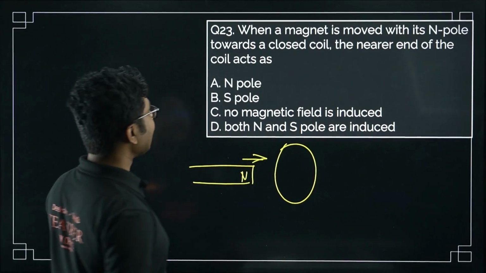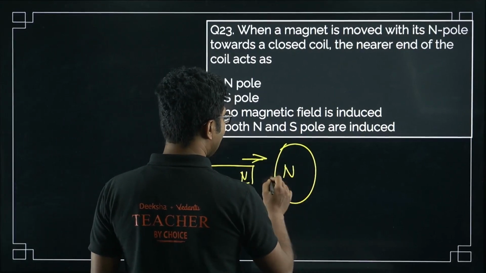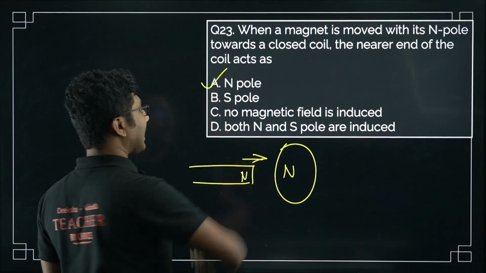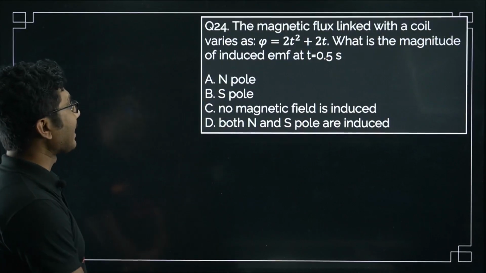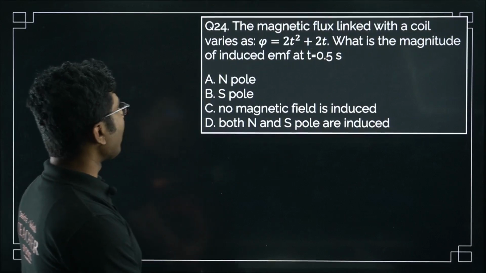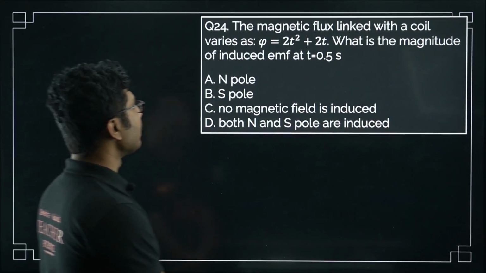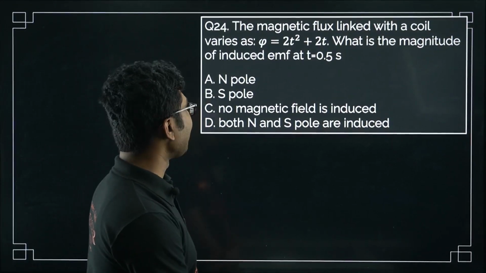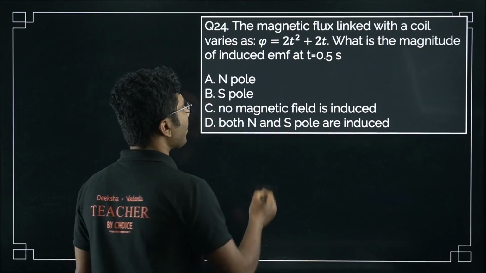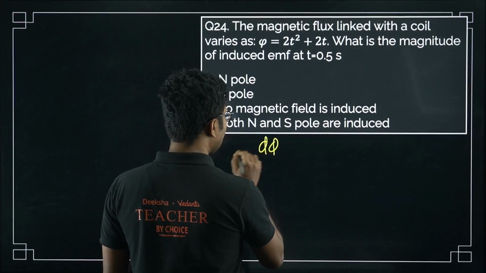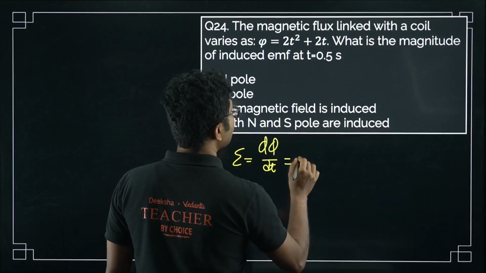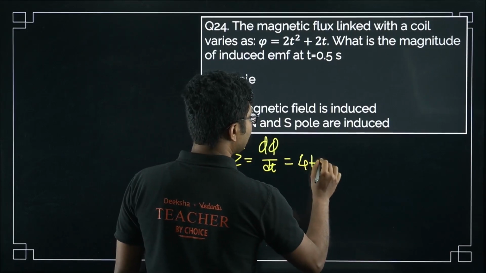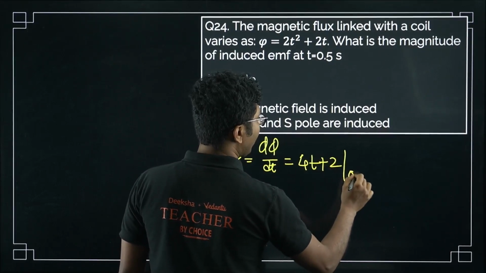Okay, so the nearer end of the coil will act as another north pole so that it can fulfill the Lenz law. Next question. The magnetic flux linked with the coil varies as phi is equal to 2t square plus 2t. What is the magnitude of induced EMF at t is equal to 0.5 seconds? So what is d phi by dt? The induced EMF is d phi by dt, that is 4t plus 2, and at 0.5 seconds.